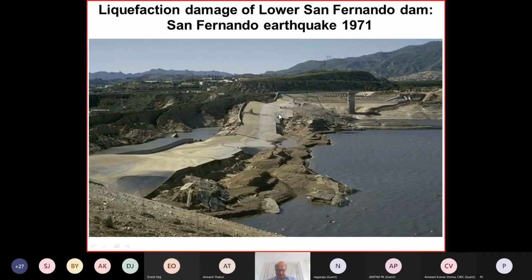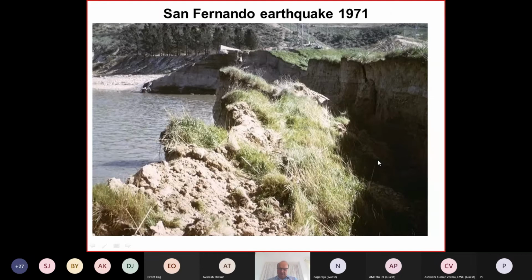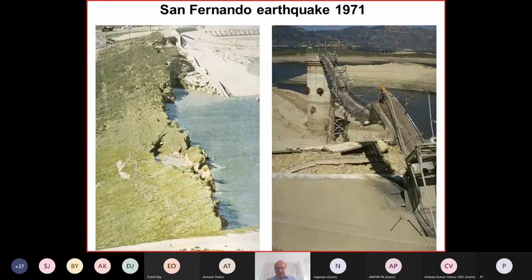Okay, the other type is the project-specific one, the San Fernando Dam, because it was built on hydraulic fill material, which is susceptible to liquefaction. As we can see here, the large deformations which occurred during the 1971 San Fernando earthquake 50 years ago. Okay, we see here this rupture. The dam did not fail because the water level was relatively low at the time of the earthquake.